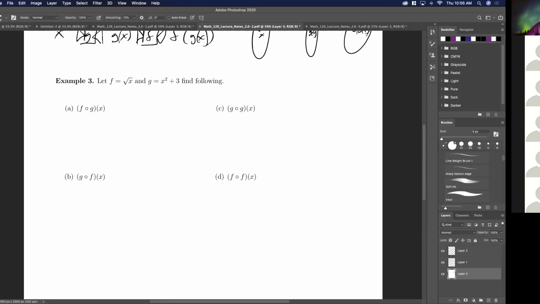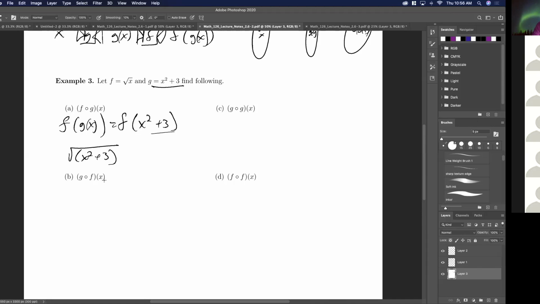All right, so this right here. We have f composed of g of x, and I almost always write it this way so I don't mess things up. So f of g of x, what is g of x? Well, g of x is right here. So I'll have f of x squared plus 3. Then I plug this in everywhere I see an x, and so I'll have the square root of x squared plus 3. And that's how you compose that function.